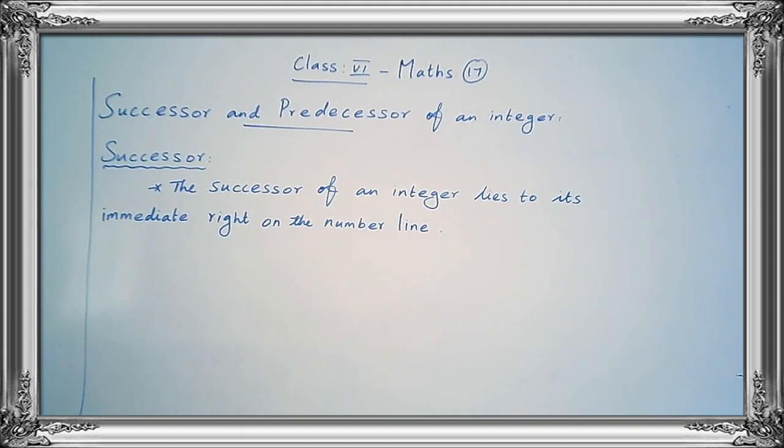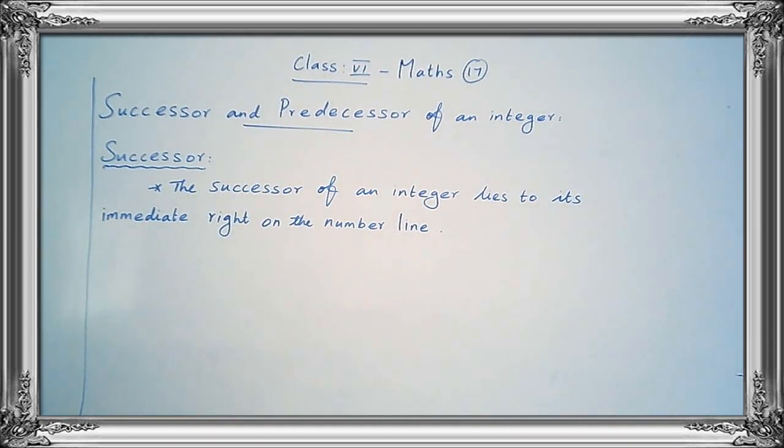In the previous class we have learnt that every number on the right on the number line is greater than every number on its left. Today we are going to learn about successor and predecessor of an integer. First of all, we are going to learn about successor. What do you mean by successor?